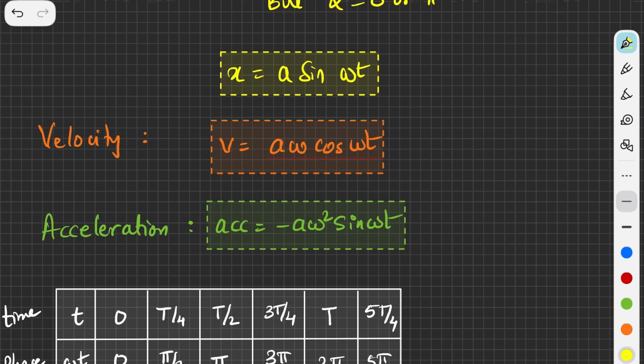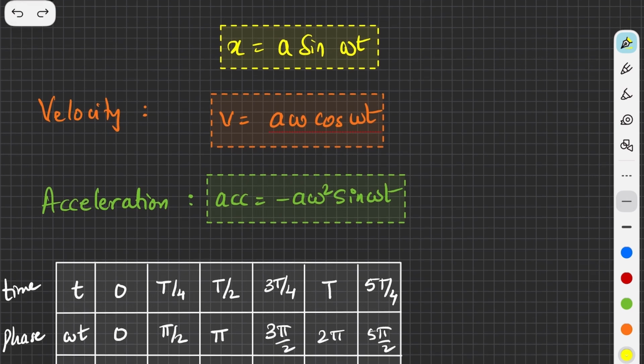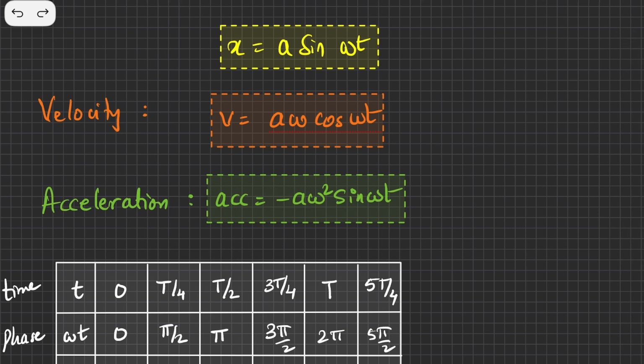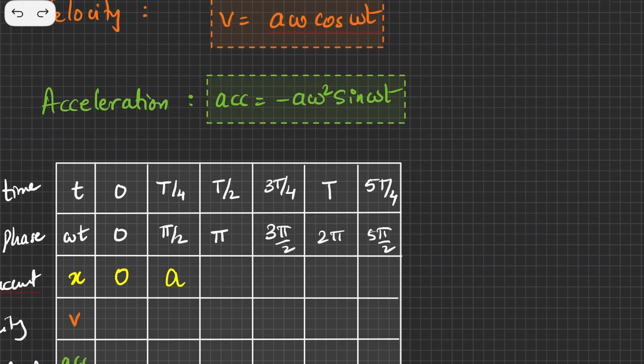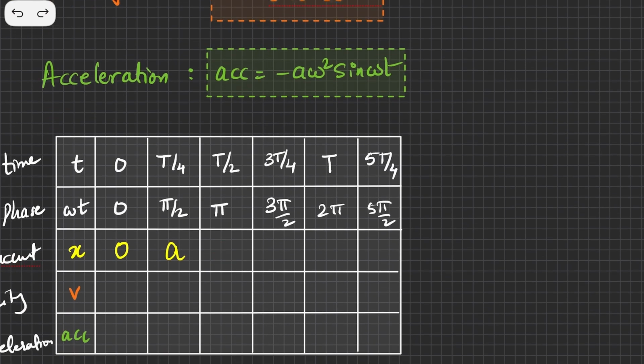Then the value of omega t is pi. If you can see here, omega t value is pi. So if I put a pi over here, sine pi is again 0. 0 into a is 0. So you get again a 0 over here. I'll write with a pen.